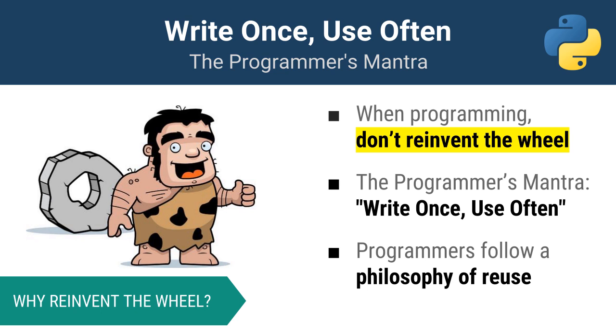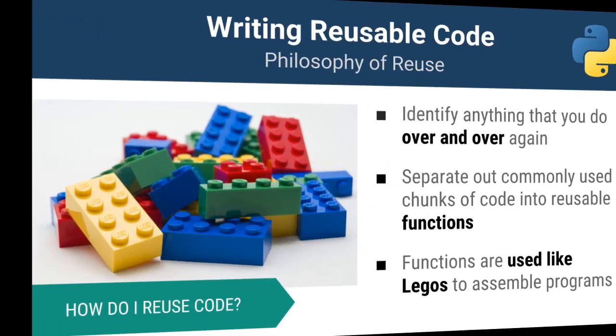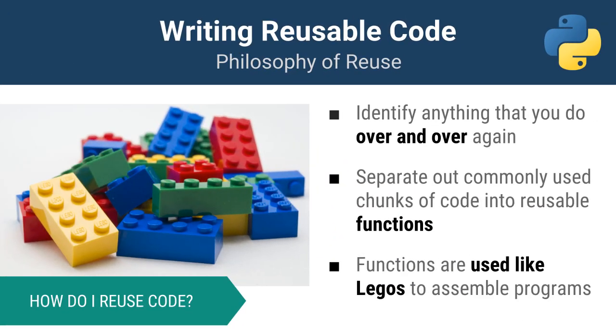A good programmer believes to his or her core that whenever possible, they should write code once and use it often. Heretofore, we haven't really discussed this philosophy of reuse, but today you will learn exactly how to live up to this mantra. This begs the question, however, what does it mean to write reusable code? In reality, it is a fairly simple process.